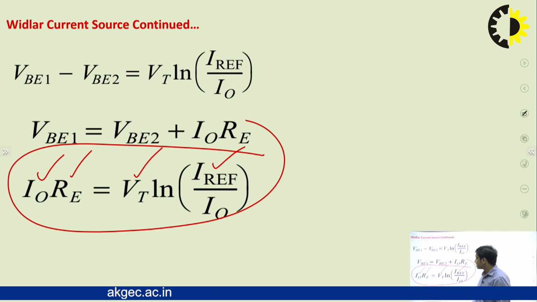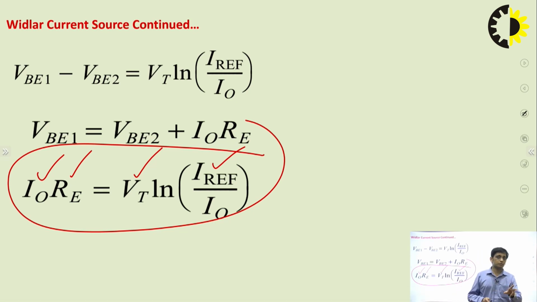So this is the relation between input and output current for Widlar current source, and this relation is also very important when you do the small signal analysis and DC analysis of 741 IC. There you will require this equation because there Widlar current source is used, right? So that will be the requirement.